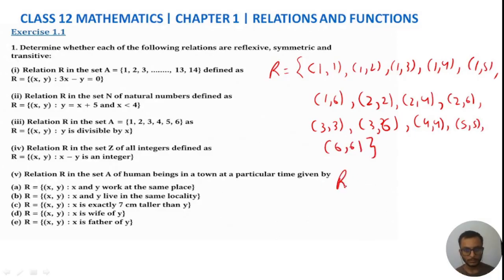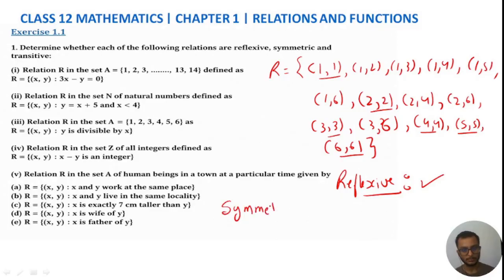So first let's check reflexive. You can clearly see (1, 1) is in R, (2, 2) is in R, (3, 3) is in R, (4, 4) is in R, (5, 5) is in R, and (6, 6) is in R. Hence the given relation R is reflexive. Now let's check symmetric. You can see (1, 3) belongs to R, but (3, 1) does not belong to R. Hence R is not symmetric.